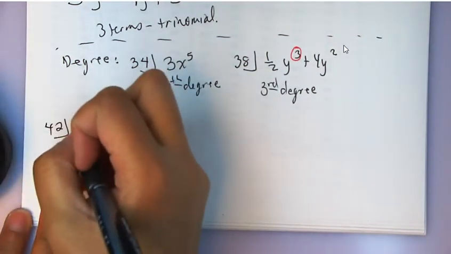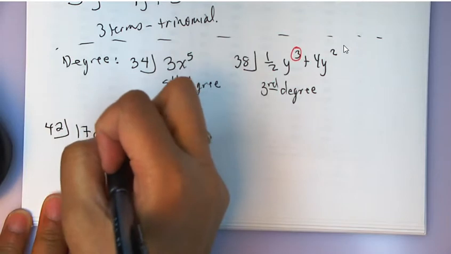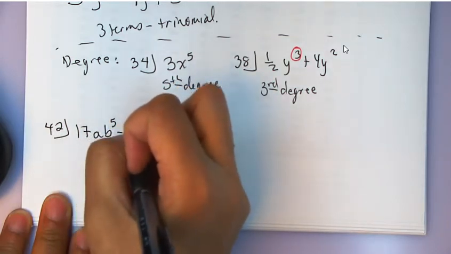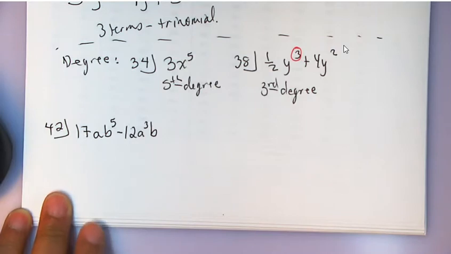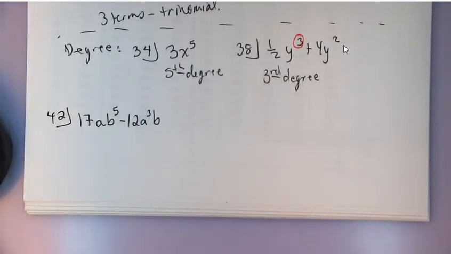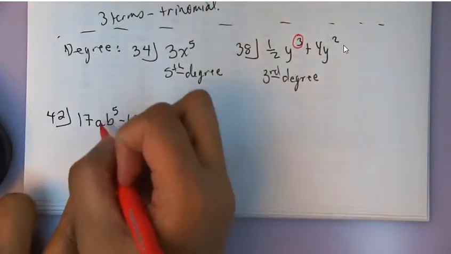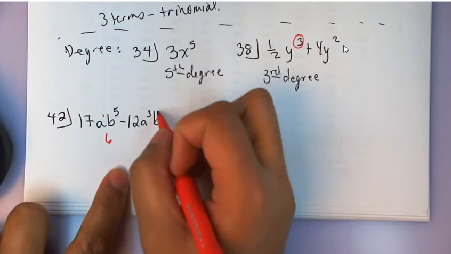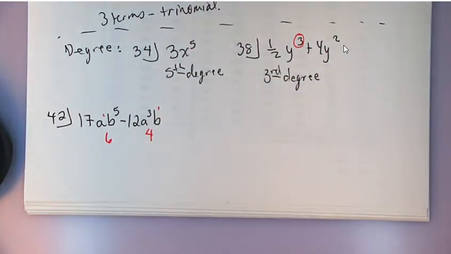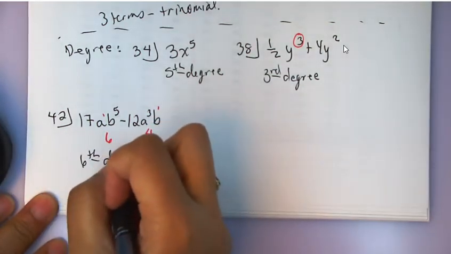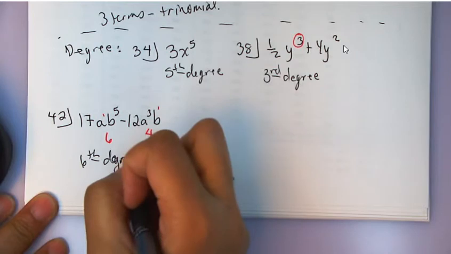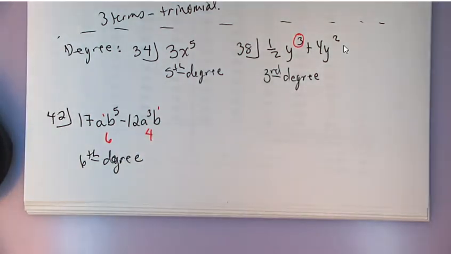42 says 17ab to the fifth, minus 12a to the third b. And I hope you're noticing that those are b's and not sixes. So just want to make sure you don't think that's a 6. Remember that the degree is the highest sum of the powers in the term. So if I look at the sum of the powers here, there's a 1 there, so that means that's a 6. There's a 1 here, that's a 4. What's the highest power here? The highest sum is the 6, so that means that this is a 6th degree binomial.